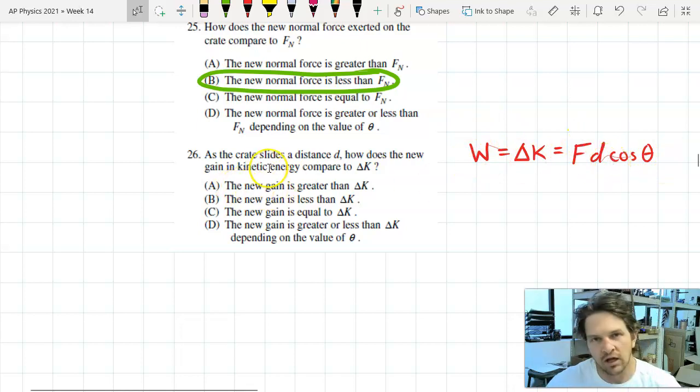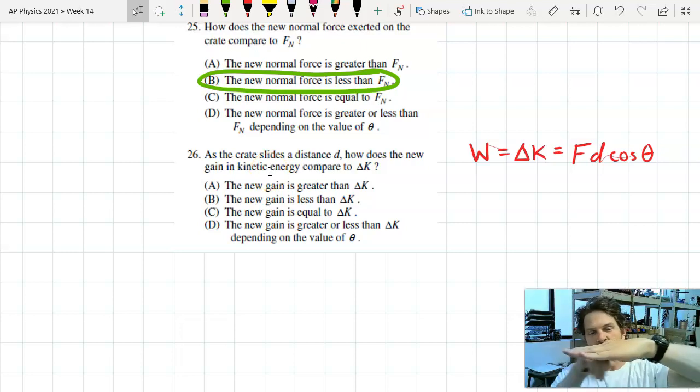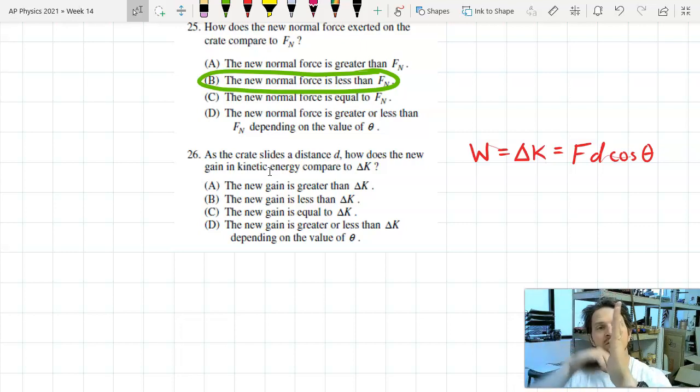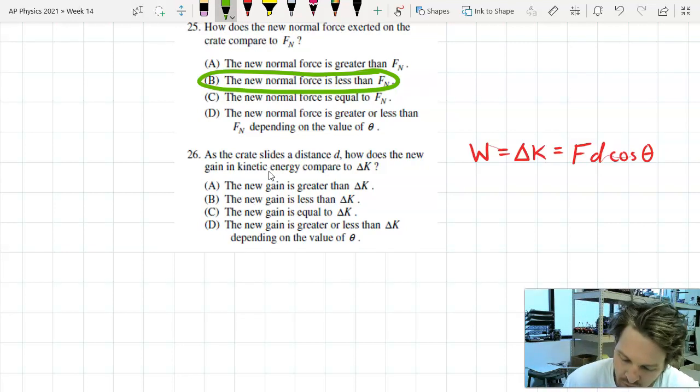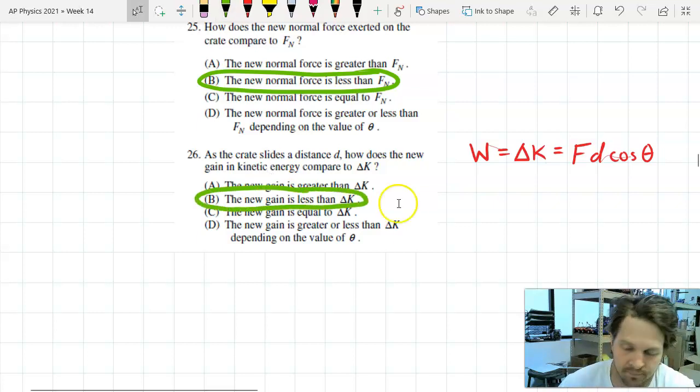When you think about 90 degrees all the way up, there is no x component. So basically at 0 degrees, cosine of 0 is 1. And as the angle gets bigger and bigger, that 1 gets smaller and smaller, till cosine of 90 degrees is 0. Right? So it goes from 1 to 0. So the higher up that angle gets, the smaller the cosine theta number gets. So the new energy gain is less than the old one.